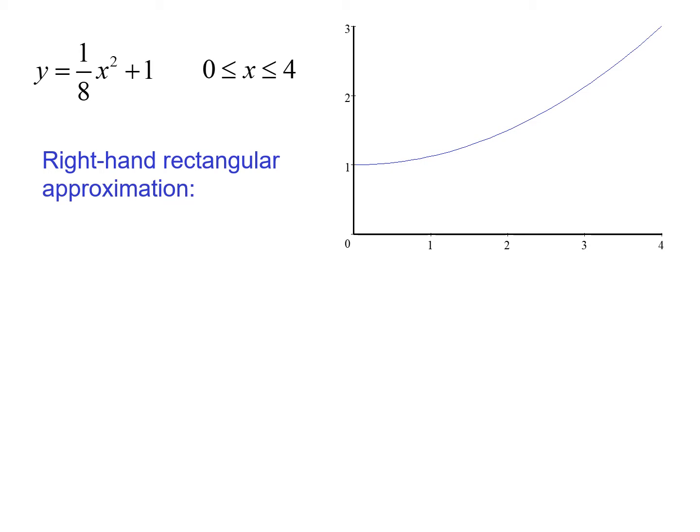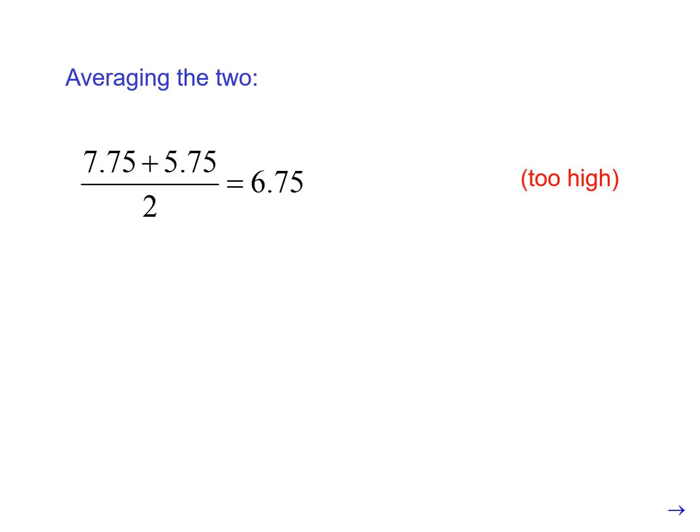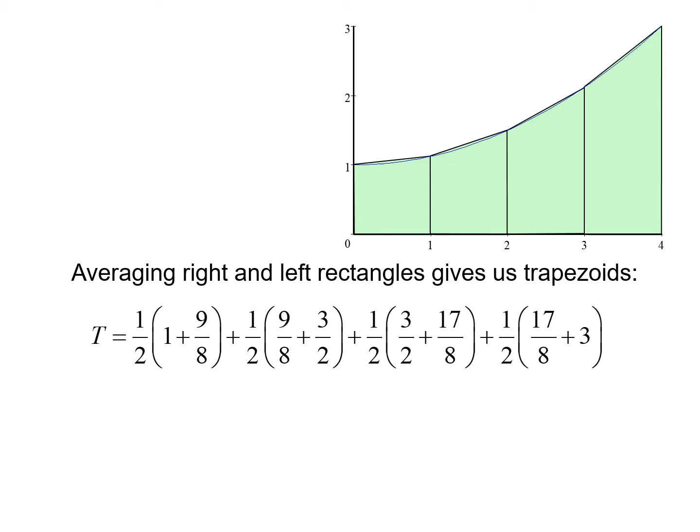We use a right-hand approximation. We see that the area is too high. We could average the two. But averaging the right and the left rectangles gives us something called a trapezoidal sum. Notice that these look like little trapezoids, and we are using the trapezoidal formula.